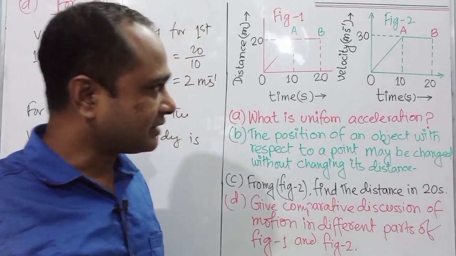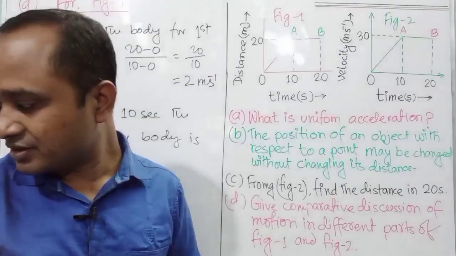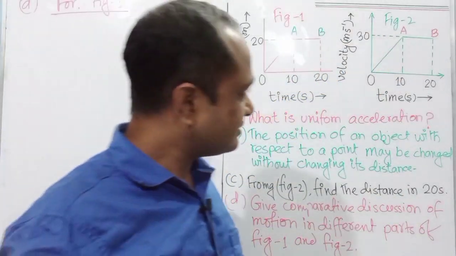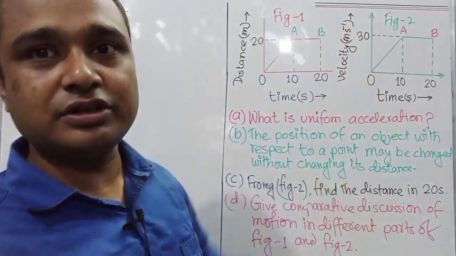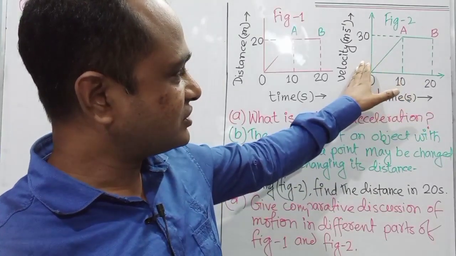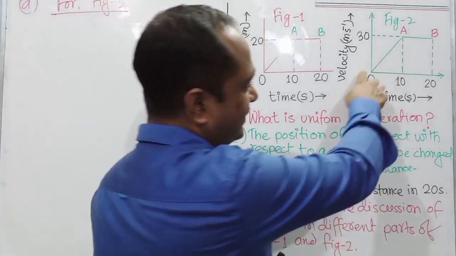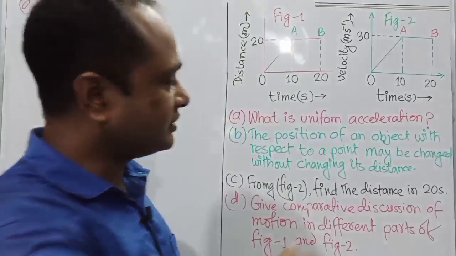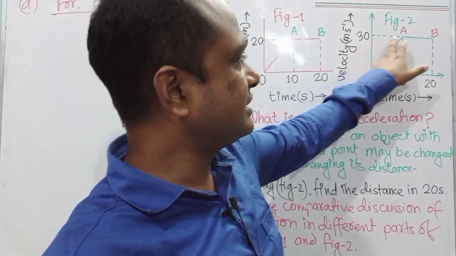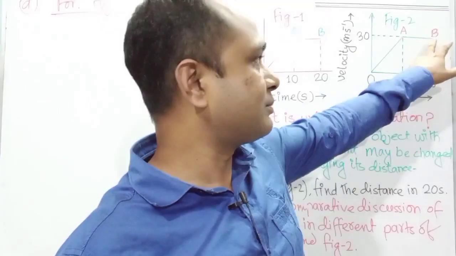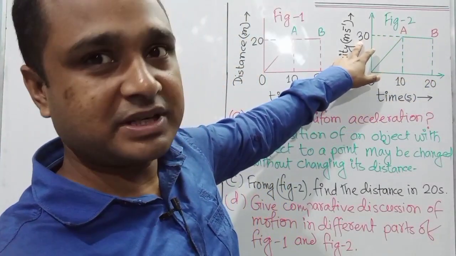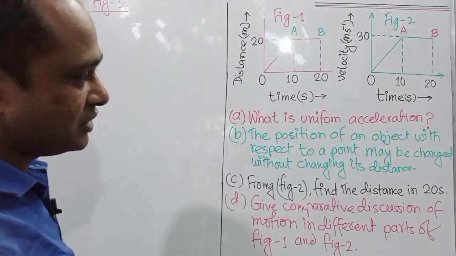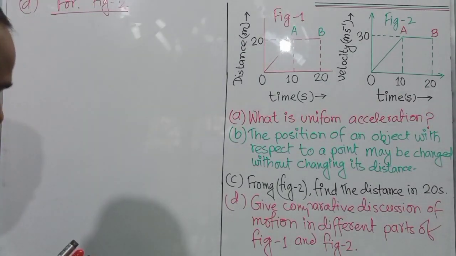Now we are going to the characteristics of motion according to figure 2. According to figure 2, the velocity of the body is changing with time, and the change of velocity is maintained up to the first 10 seconds. Since the velocity is changing, there is an acceleration, and for the next portion the velocity of the body remains constant, so there is no acceleration. The body is moving with a velocity of 30 meter per second, which is clear from the figure.